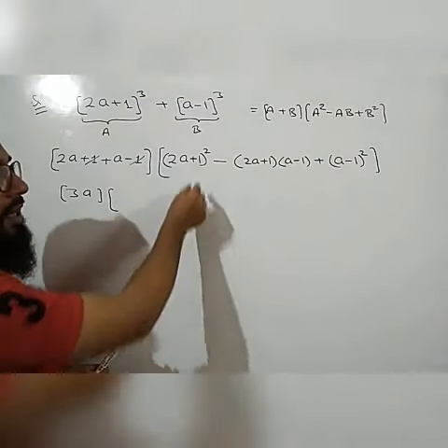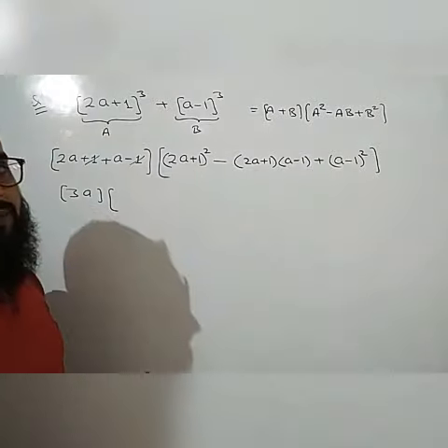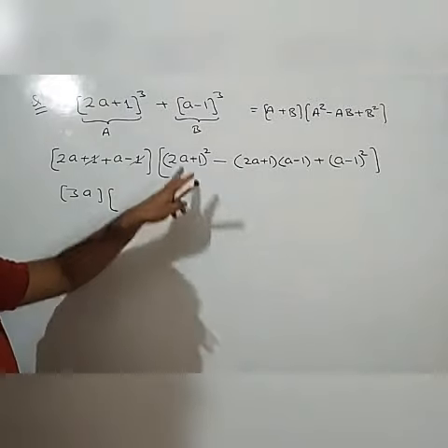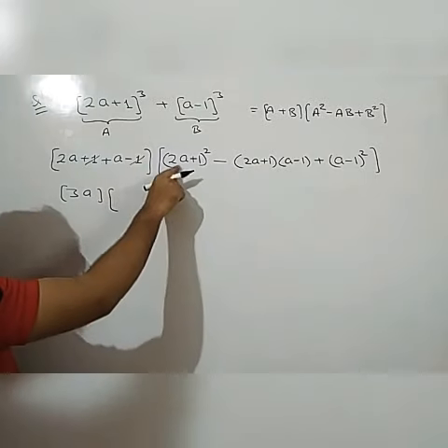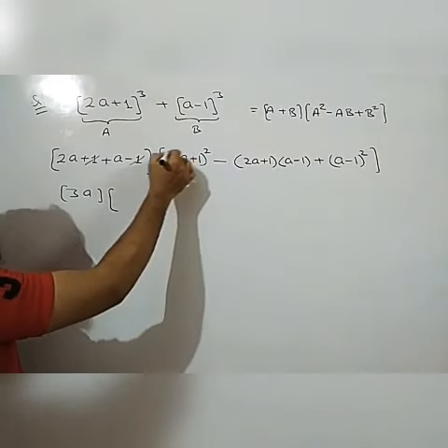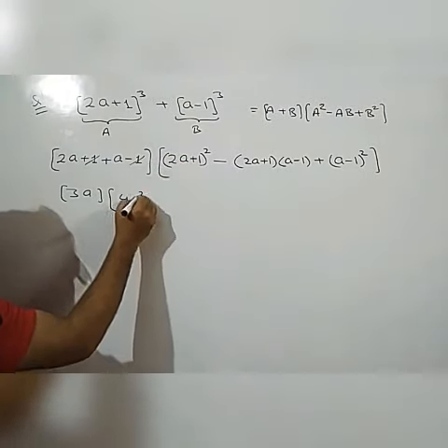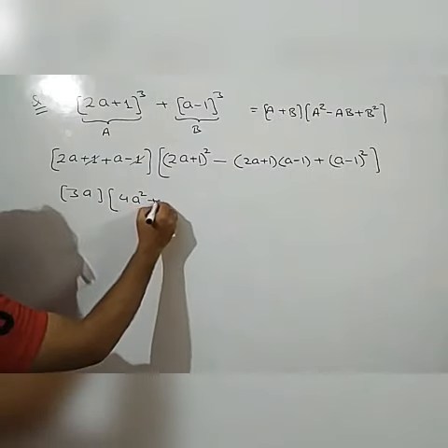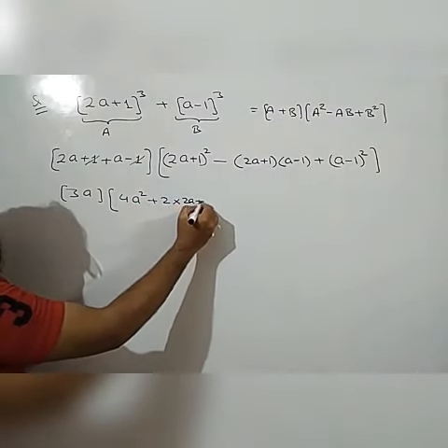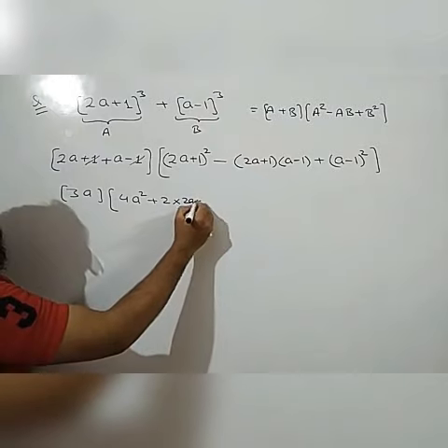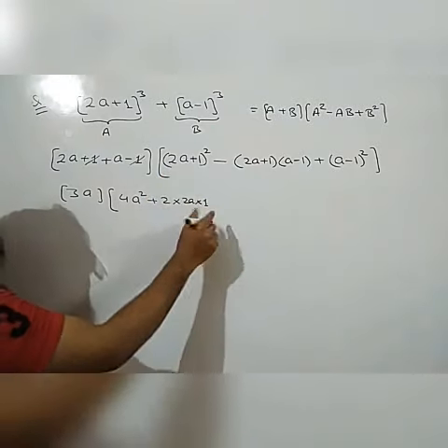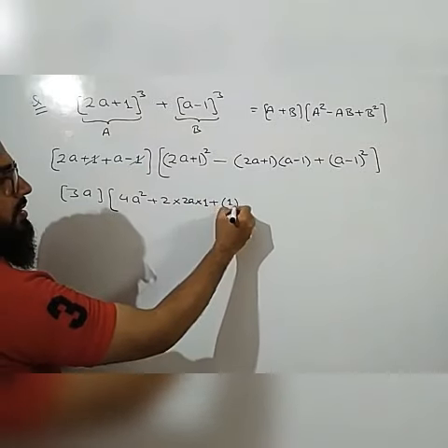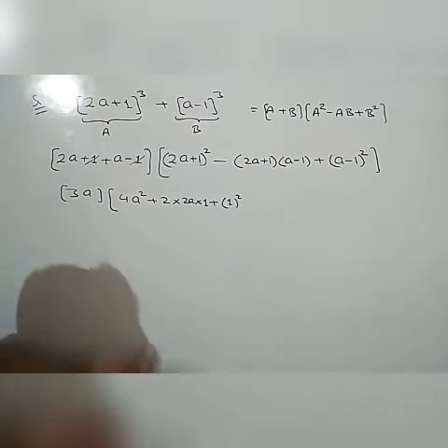So again we can apply here A plus B whole square. And what is A plus B whole square? It is A square plus 2AB plus B square. So what will be its value? A square means this term whole square, that will be 4A square, plus 2AB, that will be 2 into 2A into 1, plus B square, that is 1 square. So we have solved this first bracket.